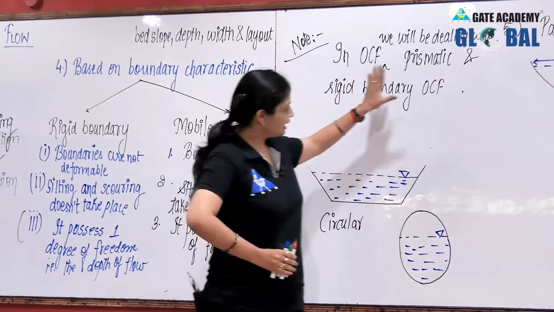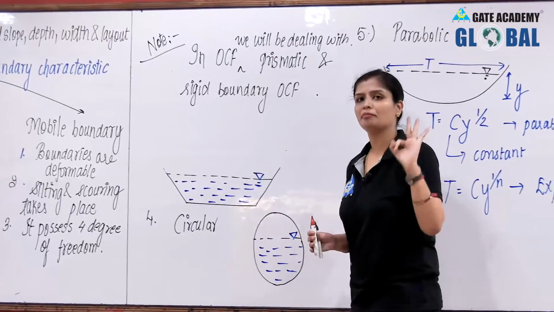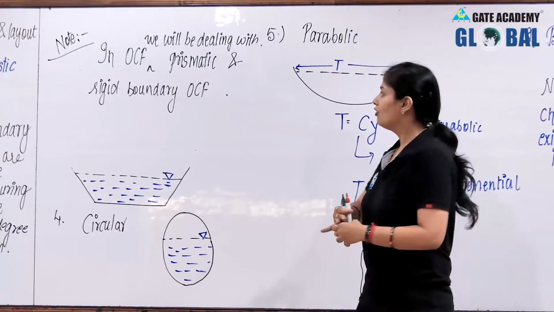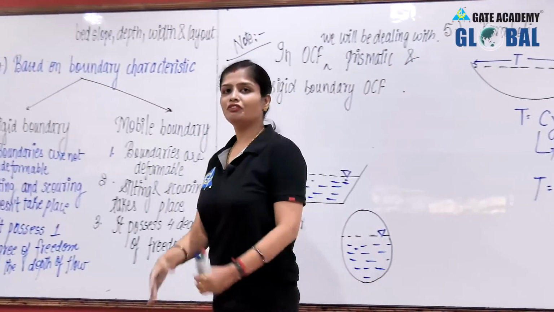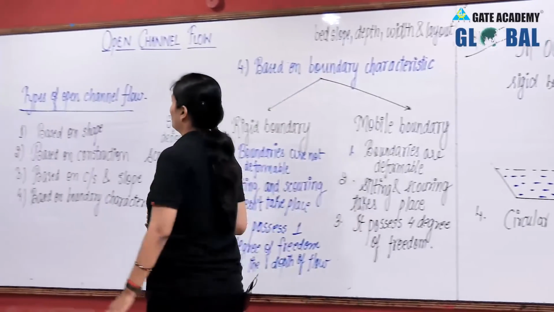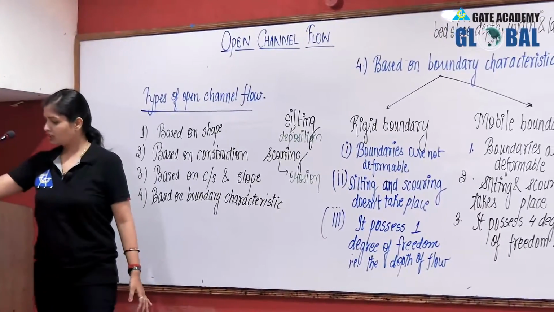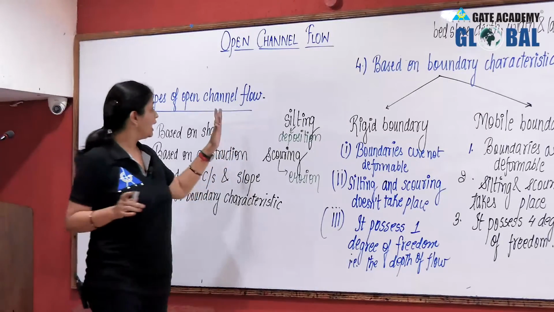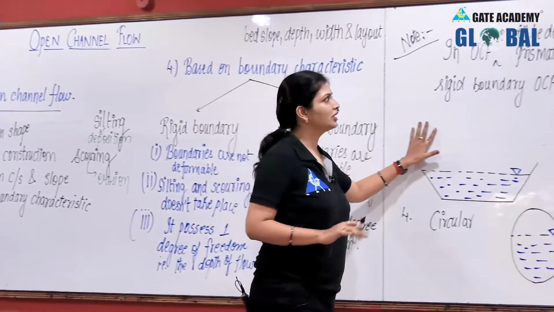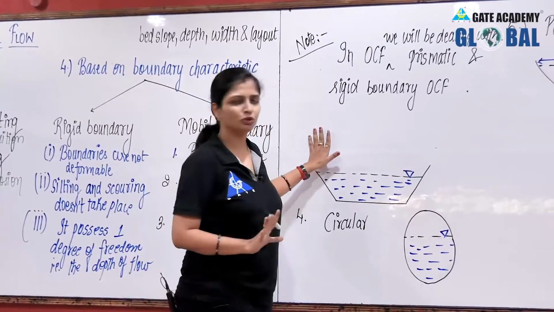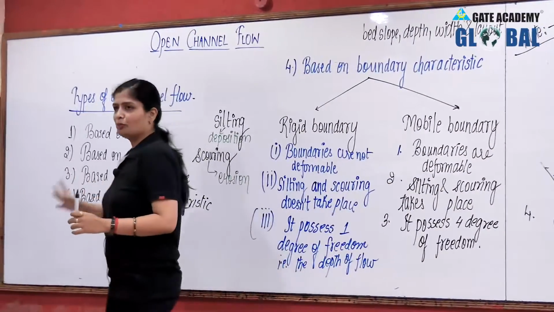Fine. So as I told you, in prismatic, the cross-sectional shape, size and bed slope will remain constant, while if I am telling rigid boundary, it will have only 1 degree of freedom, that is your depth of flow. So you have seen here, we have dealt with all the permutations and combinations of the types of open channel flow. We will be focusing on prismatic and rigid boundary open channel flow. Fine, both are right. So I hope this is very clear to you. What are the types of open channel flow?